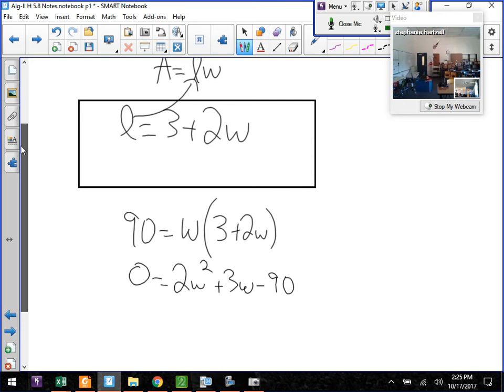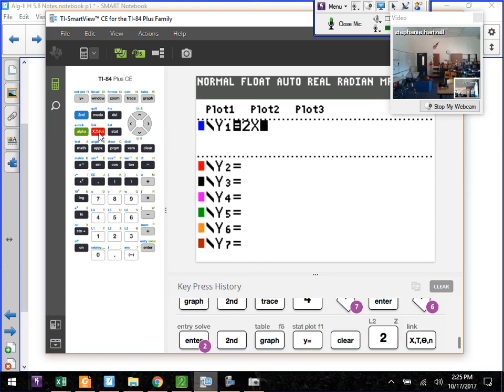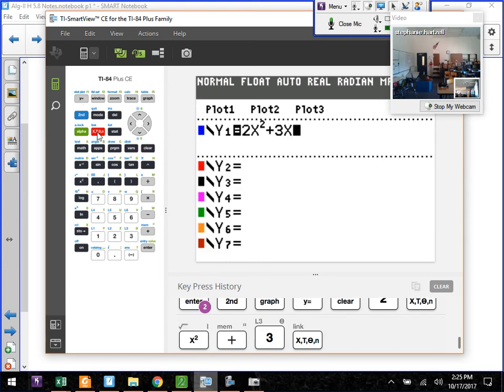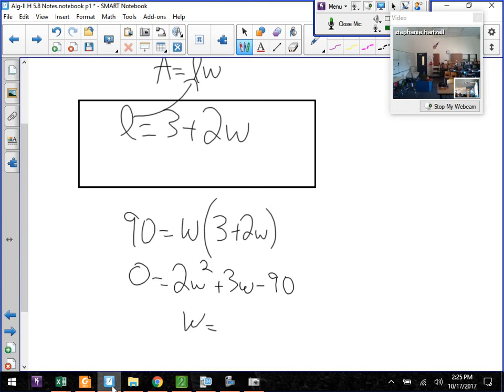Since I have a calculator, I'm just going to put in 2x squared plus 3x minus 90 and go right to my table. Where do I get a 0? 6. I'm going to have another 0 at a negative value, but can I have negative dimensions? No. So my width would have to equal 6. If my width is 6, what's the length? 15.